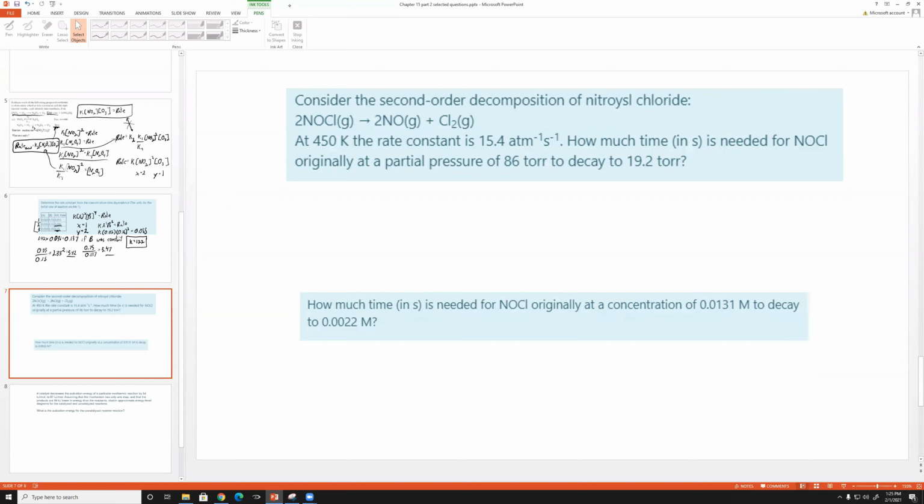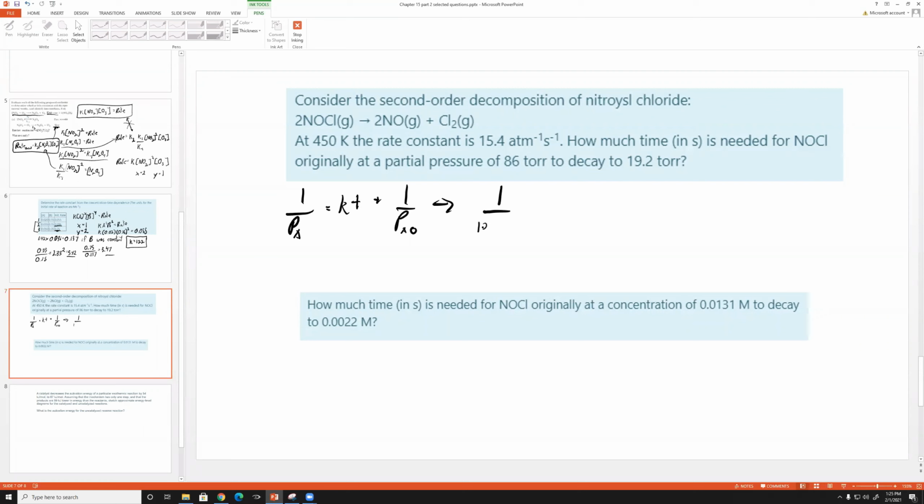Now, it's a second order decomposition. So what we can say is that 1 over the pressure of A equals kt plus 1 over the pressure A0, meaning the initial pressure. So let's plug in some values. We're looking for the time. So we would have 1 over the partial pressure of A in the final stage, which is 19.2 torr.